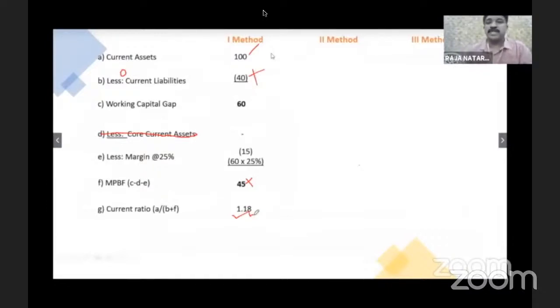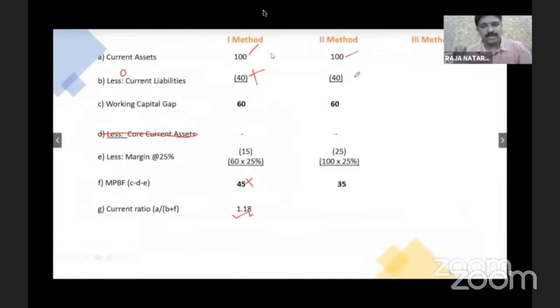Then what does the second method say? In the second method also, current asset is the same 100, other current liability is 40. There is a gap of 60. This is the working capital gap. Now the question is how this working capital gap should be funded. As per the second method, the promoter should bring in 25% not of the working capital gap, but of the current asset. So this is current asset, 100 into 25%. That should be the margin contribution by the promoters. So 100 into 25% gives you 25. This is the margin. So 60 minus 25, what do you get?